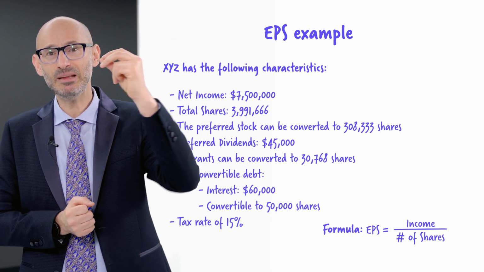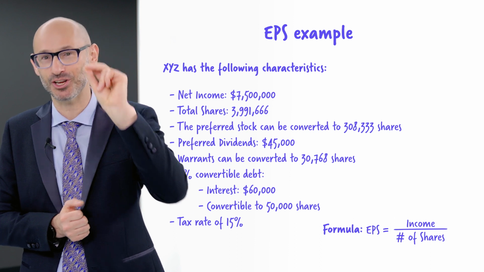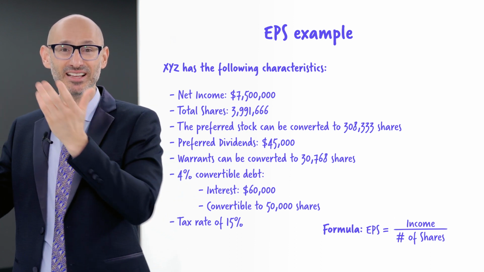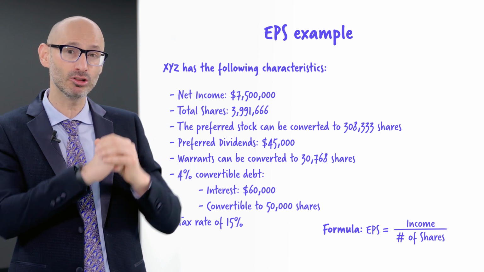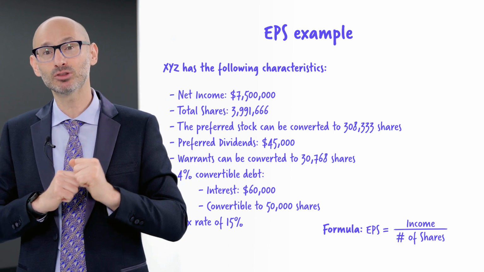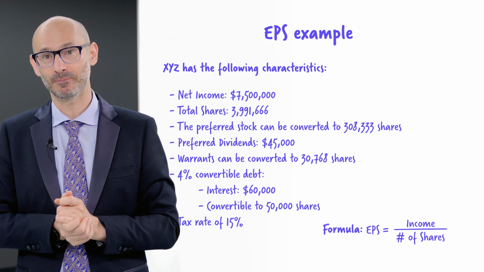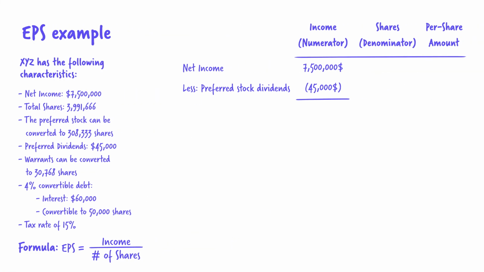You need to remember that the EPS number is for common shareholders. Hence, if there are dividend payouts to preferred shareholders, these reduce the pot available for the common shareholders. In this case, we have $45,000 a year that goes as dividends to preferred shareholders. We need to deduct that. The remainder we divide by total shares outstanding to get $1.87 of basic EPS. The diluted EPS needs a bit more calculations.